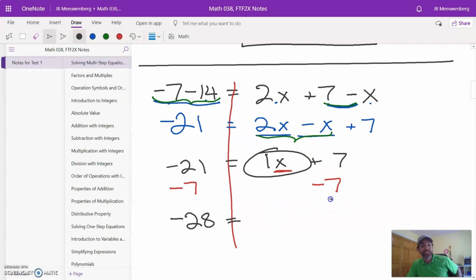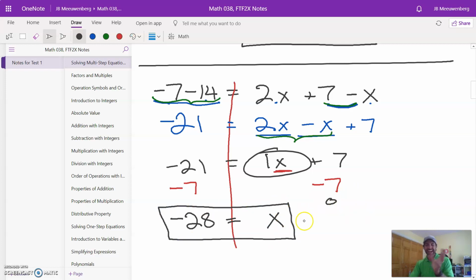right? This is 0. So the only thing left over here is x. And hey, there's our solution. x is equal to negative 28. Yeah, I know the x ended up on the right side. That doesn't matter. An equation is the same whether it's this way or whether it's this way. We could rewrite it as x equals negative 28 if we wanted to. Either way is fine.